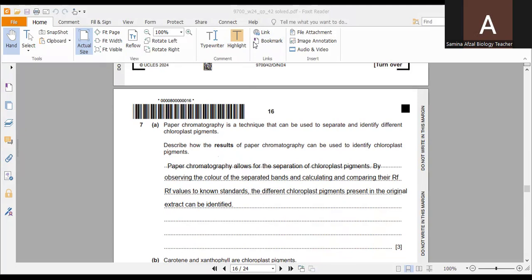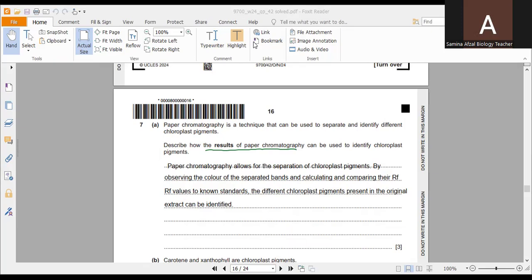Students, they have told us that paper chromatography is a technique that can be used to separate pigments based on their different solubilities in the solvent and their affinity for the paper. So first of all, how the results of paper chromatography can be used: after paper chromatography, the results which we obtain, how can these results be used to identify chloroplast pigments?